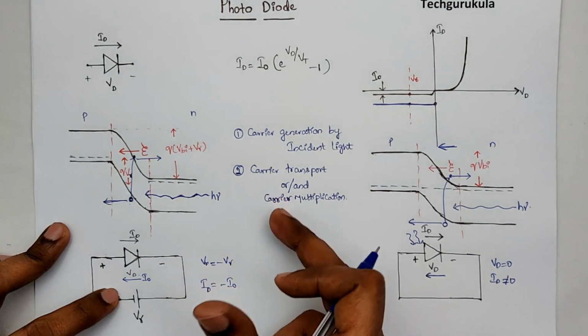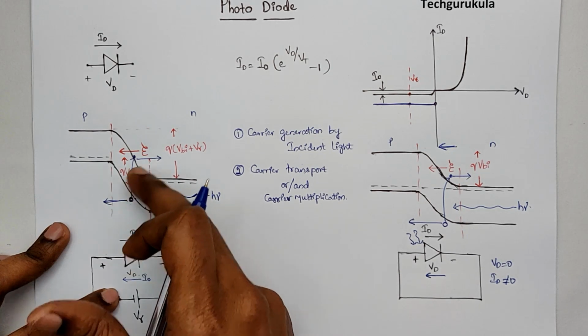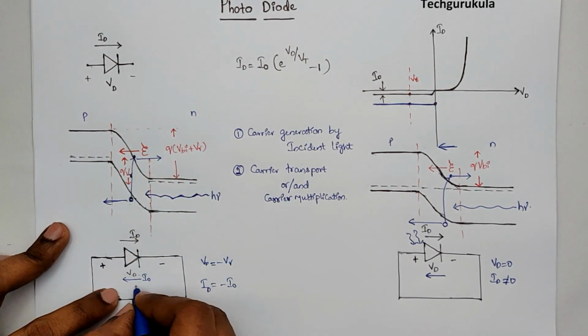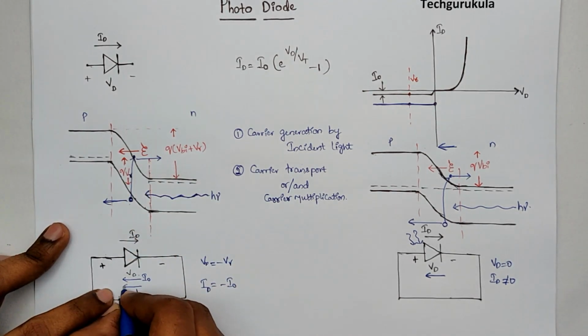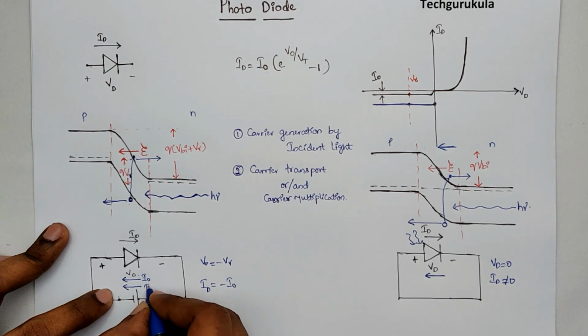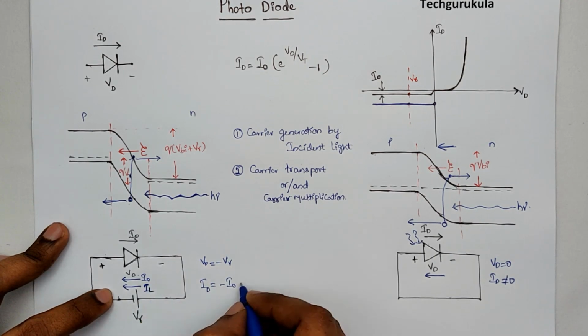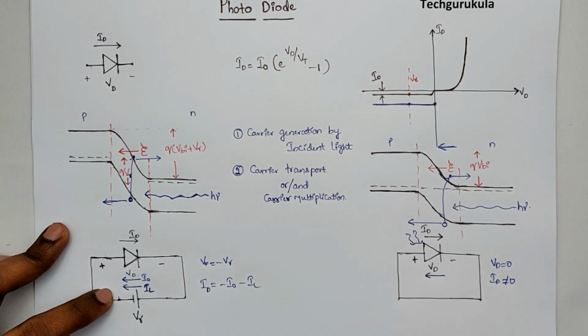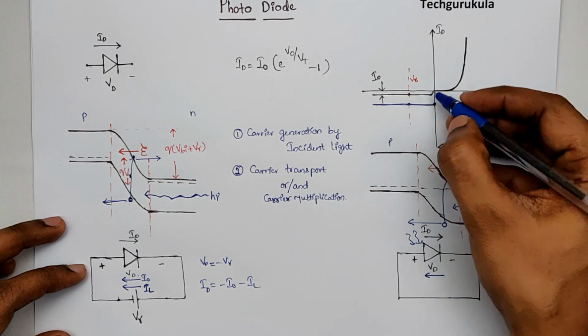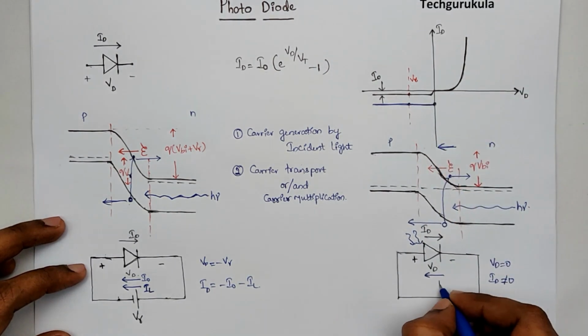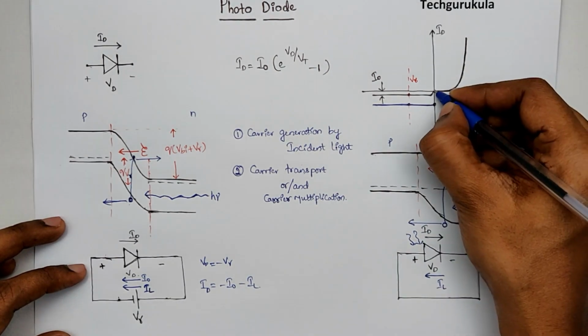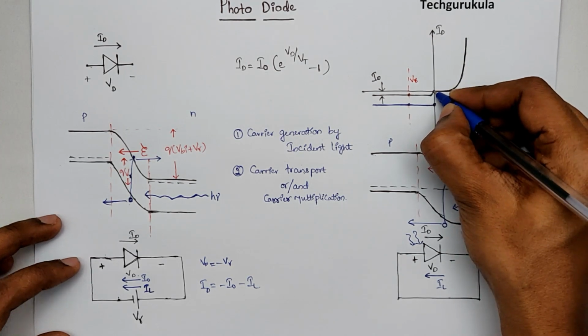But of course, because of the incident light, there is extra current that is flowing. That extra current is also in this direction. We would call it the current due to incident light, hence we would say that is IL. So this is minus IL, and that's what we have shown here. So in this case, we have this IL flowing. In equilibrium, this current would have been 0.